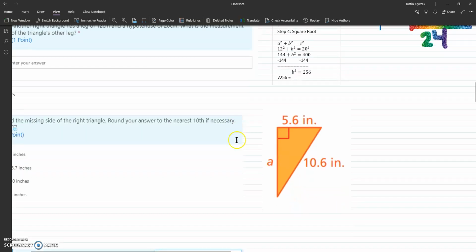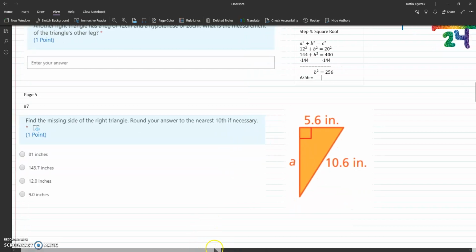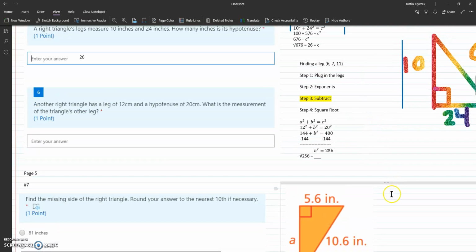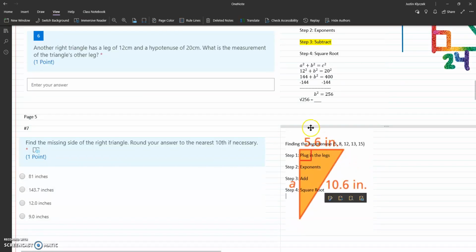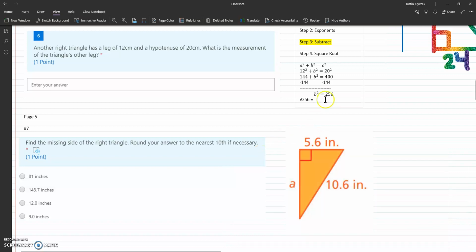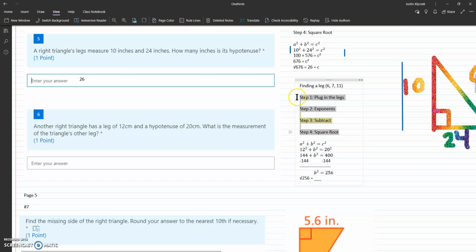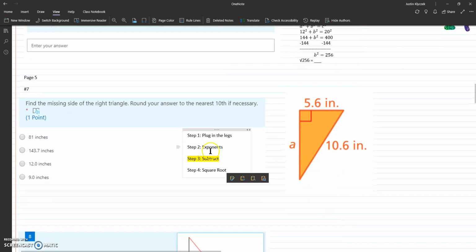All right, moving on. Number 7 is just like number 6. So you're going to use those same steps that we used up here. So let me go ahead and just paste those for you. Those aren't the same steps. I lied. The steps to find a leg, there you go, right there.